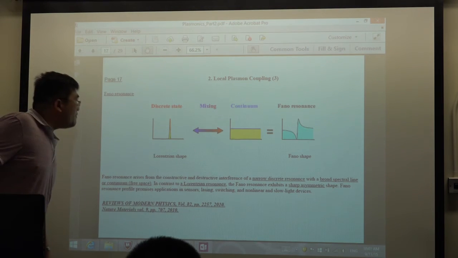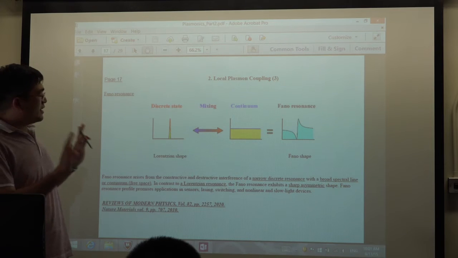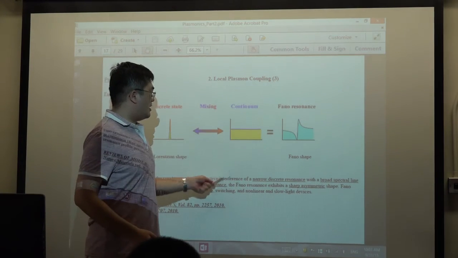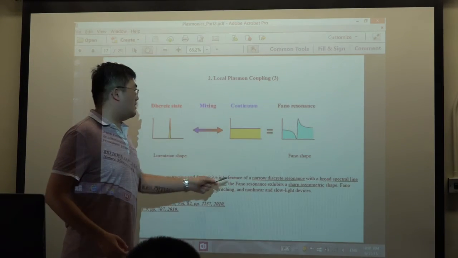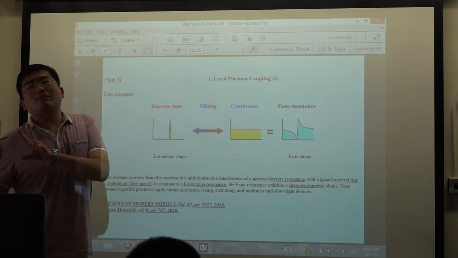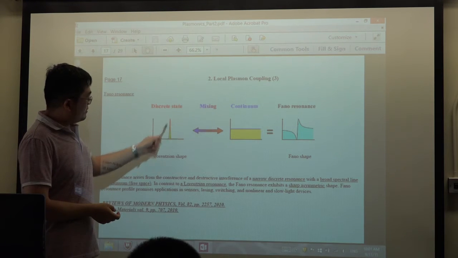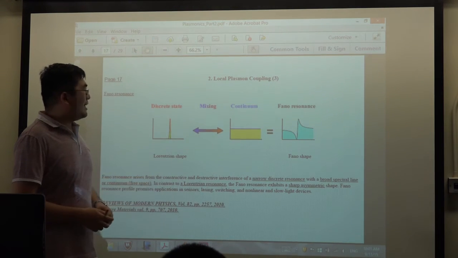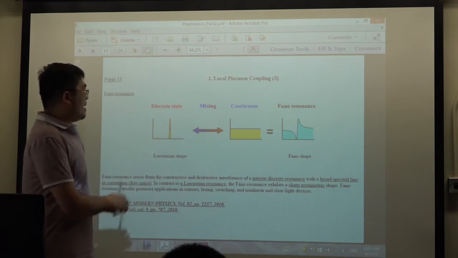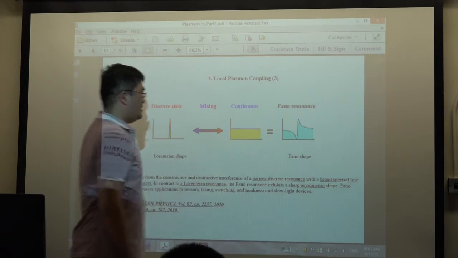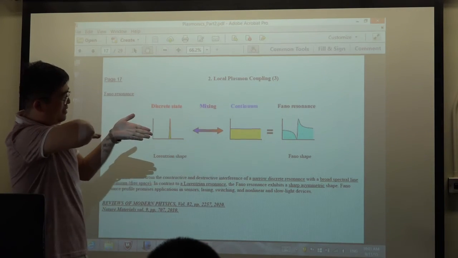Another is the phenomenon, and the phenomenon is interference. This is the first thing: constructive and destructive interference. So they have two kinds of mode. One mode is narrow, and here is the Lorentz shift. Another mode is broad. I mean continuum, maybe a broad resonance. Continuum is just similar to a free line.